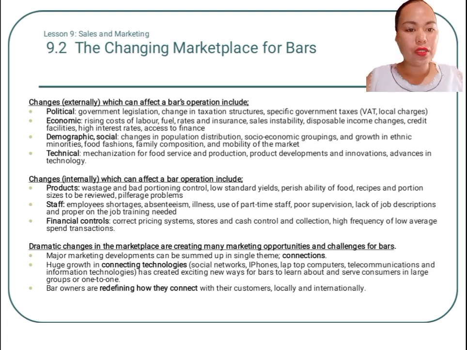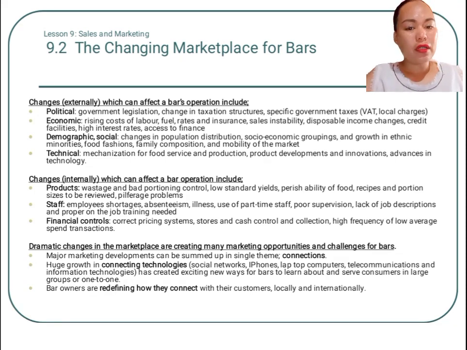So, changes internally which can affect a bar operation include, number one, products, staff, and financial control. Under product: wastage and bad portioning control, low standard yields, perishability of food, recipes and portion sizes to be reviewed, pilferage problems. Next, we have staff: employee shortage, absenteeism, illness, use of part-time staff, poor supervision, lack of job descriptions, and proper on-the-job training needed. Then lastly, we have financial controls: correct pricing system, stores and cash control and collection, high frequency of low average spend transactions.